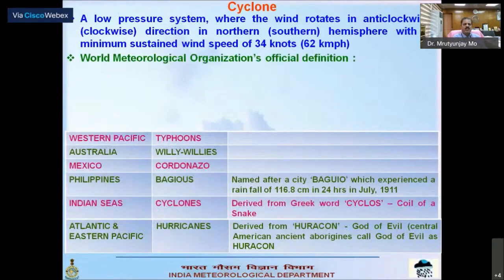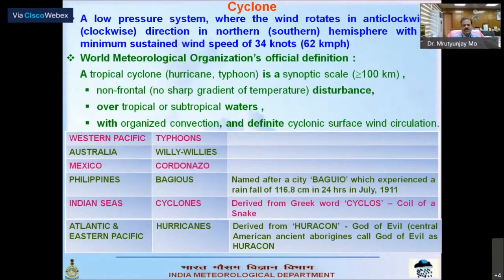Now, with this background, I will come to what a cyclone is. Technically, a cyclone does not form from a blue sky. We say a bolt from the blue, but that does not occur like that. A thunderstorm, you can find with a blue sky, and after half an hour you will find there is a thunderstorm. But in case of a cyclone, it does not happen like that. A cyclone develops from a low pressure area, and that low pressure area gradually intensifies and becomes a cyclone in a favorable environment.